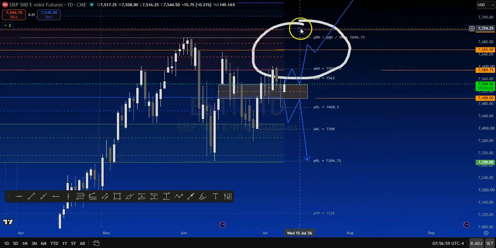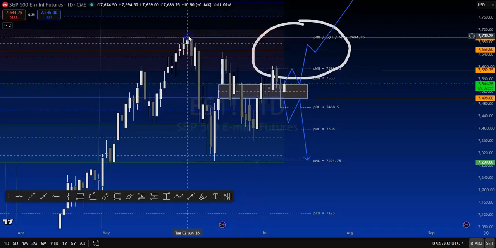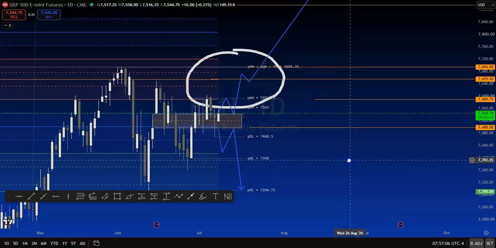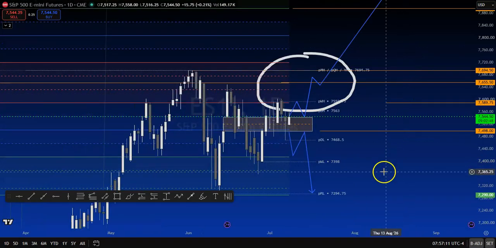All right. Actually, you know what? Let's go ahead and move this right to the tippy top of that. I would say right there to be more precise. And I don't know what is happening here with our charts. They got a mind of their own.